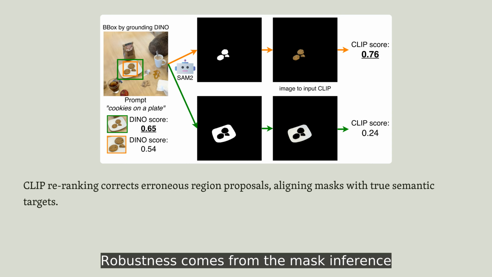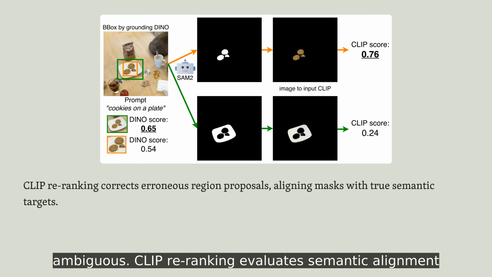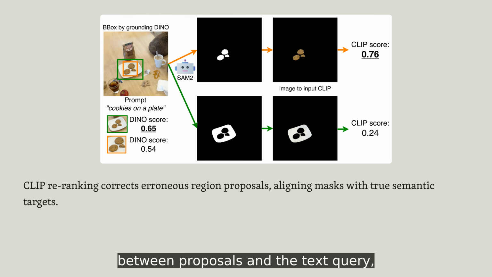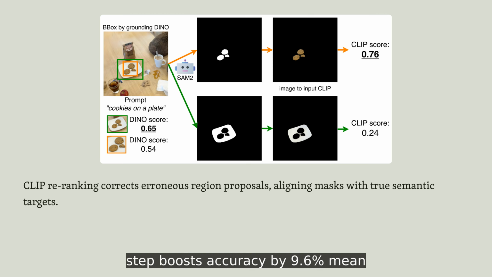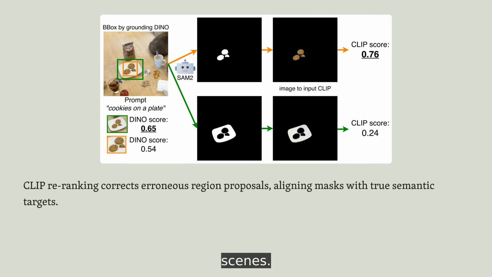Robustness comes from the mask inference pipeline. Grounding DINO generates coarse region proposals, which can be noisy or ambiguous. CLIP re-ranking evaluates semantic alignment between proposals and the text query, correcting misalignments before mask generation. This step boosts accuracy by 9.6% mean IoU in ablation studies, stabilizing segmentation across diverse object categories and cluttered scenes.